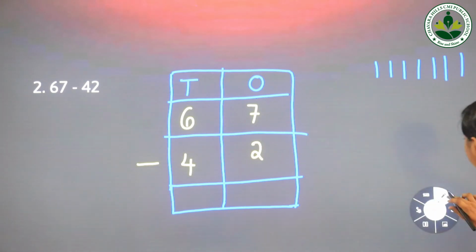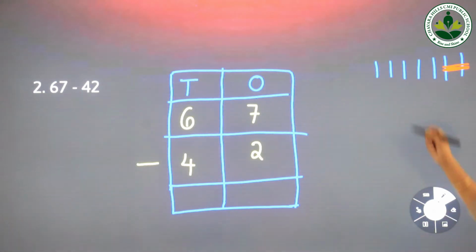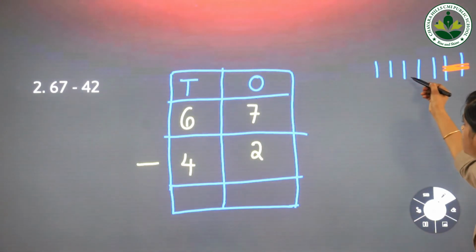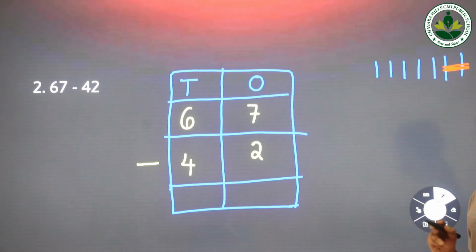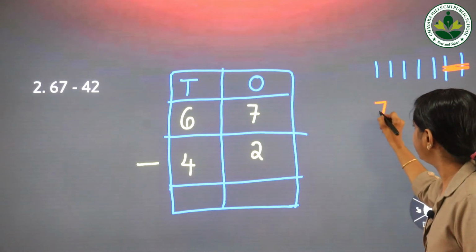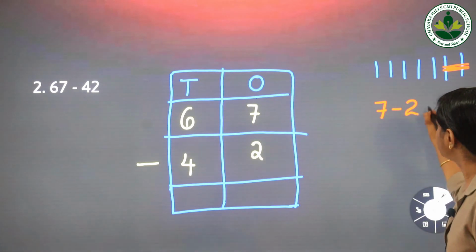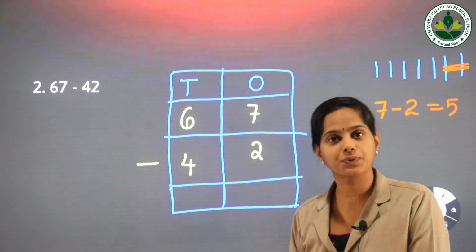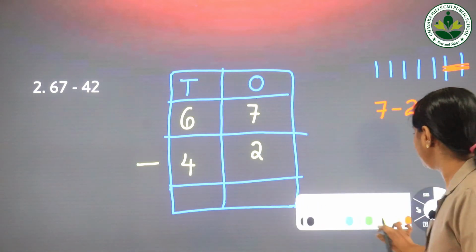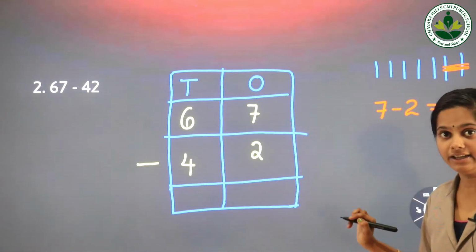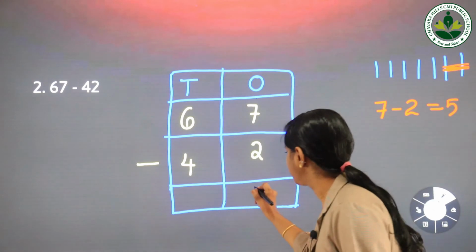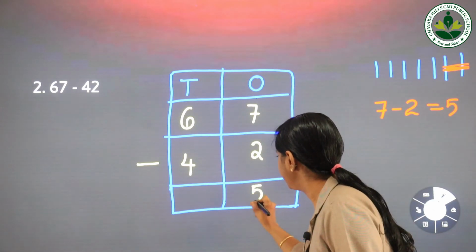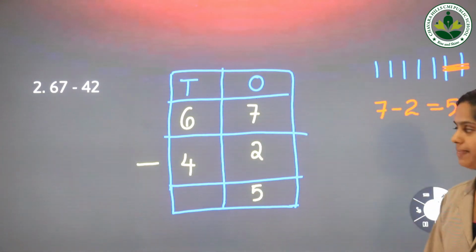So, we remove 2 sticks from these 7 sticks. How many sticks are left? Let us count. 1, 2, 3, 4, 5. So, we can write 7 minus 2 is equal to 5. So, we write 5 in which column? The ones column. So, we can write 5 in the ones column.